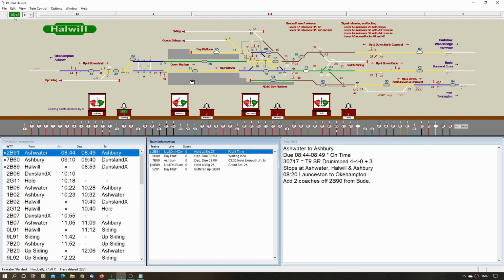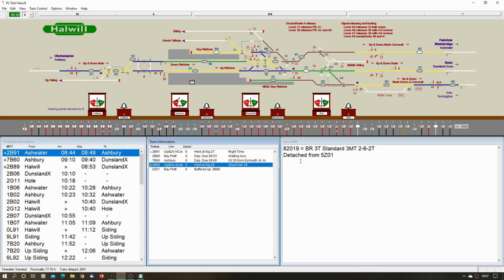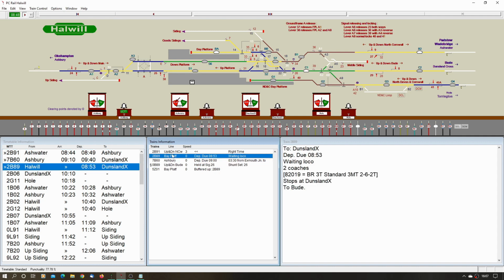I say it's 8:48 already, so I'm not sure how you run this on time. So we've got the light engine to wait for these 2 coaches from the bay platform after this train. Again, this is not going to be on time. Very tight timing on this simulation, I must admit.